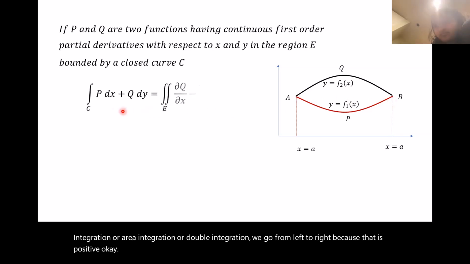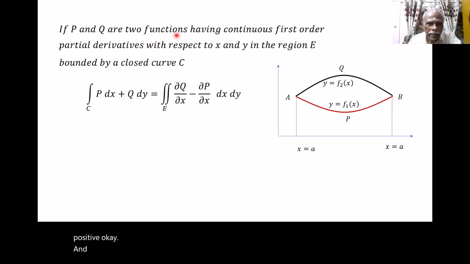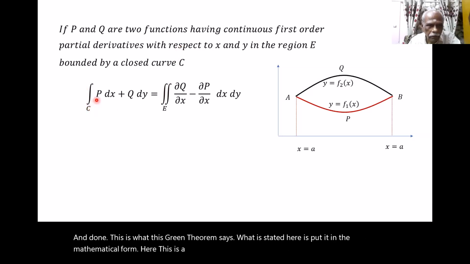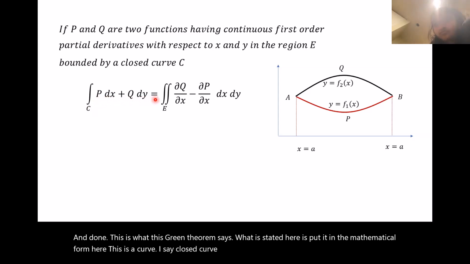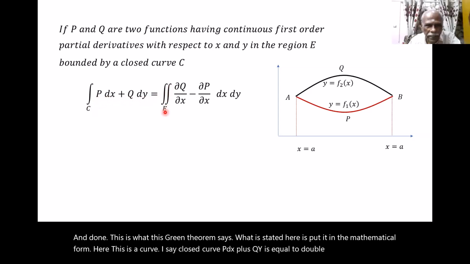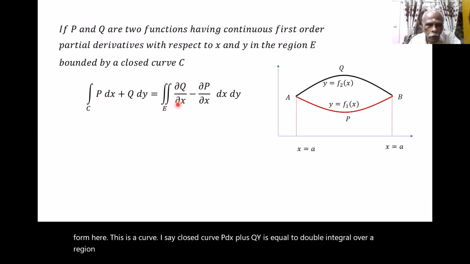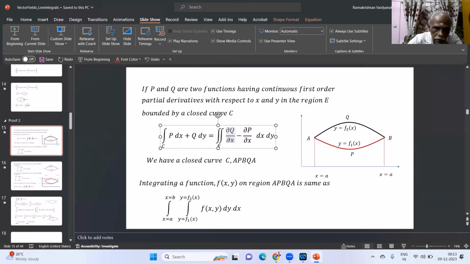And then this is what Green's theorem says. What is stated here is put in mathematical form here. This is a curve. I say closed curve. The integral of P dx plus Q dy is equal to the double integral over a region E of dou Q by dou x minus dou P by dou y. We'll try to explain this, right? Clear? This is what the theorem says, right?